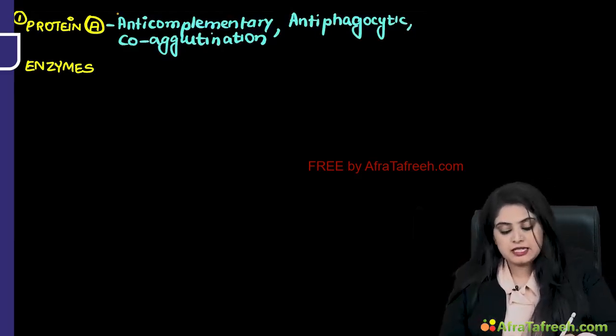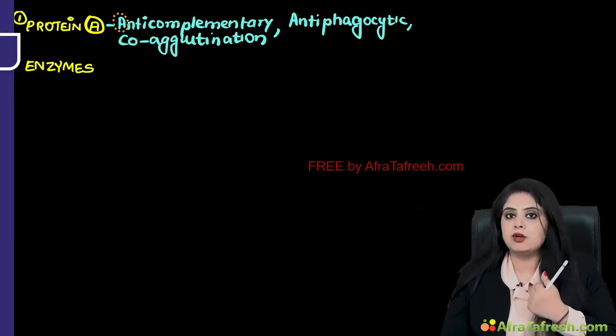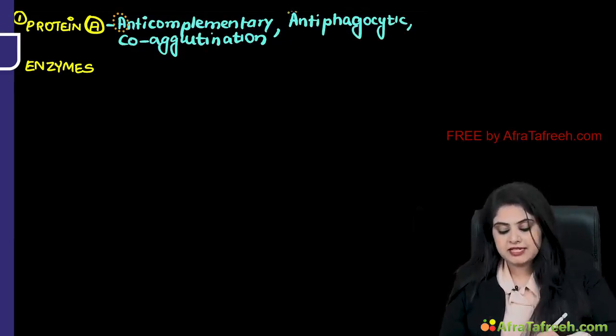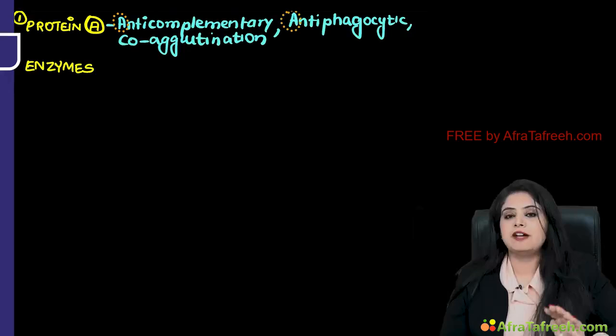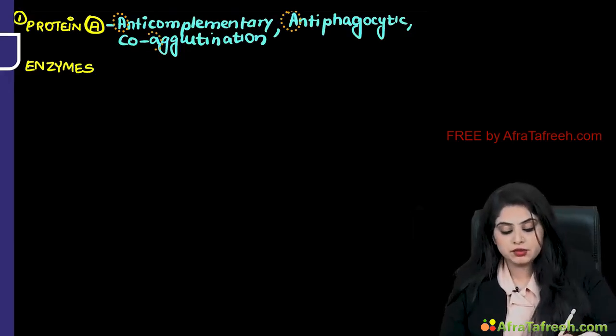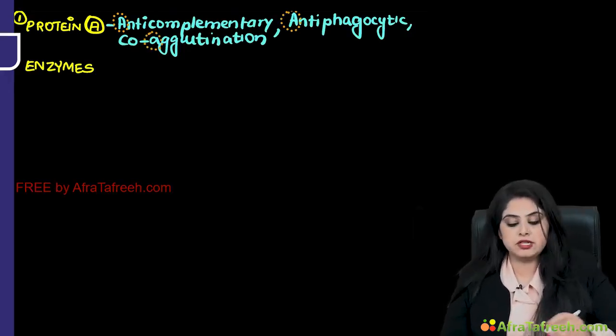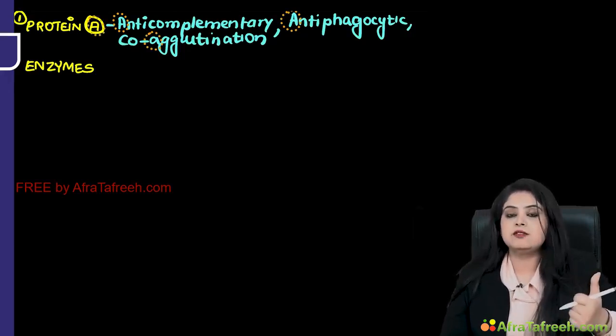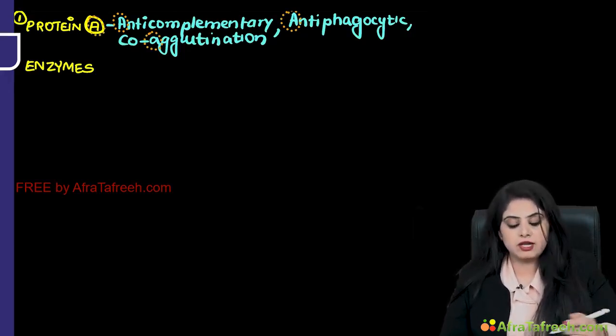It is anti-complementary, means it will not let my complement system work. It is anti-phagocytic, means it will not let my phagocytosis work. And it is responsible for a test called coagglutination. So protein A: anti-phagocytic, anti-complementary, coagglutination.